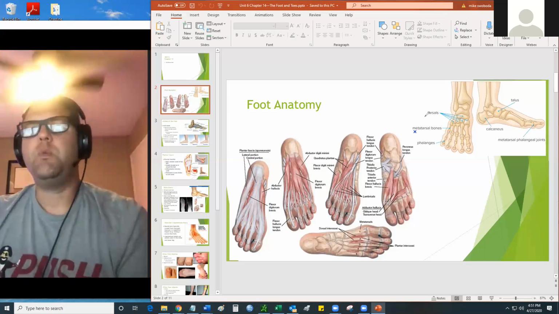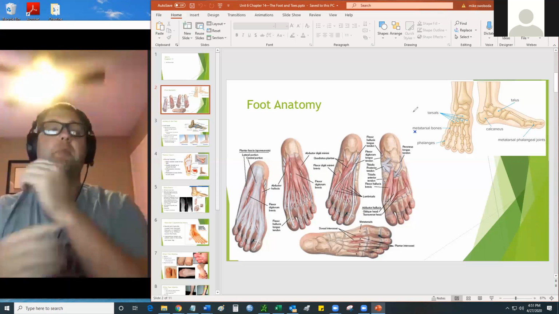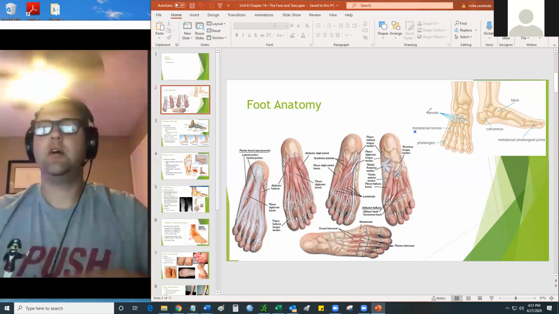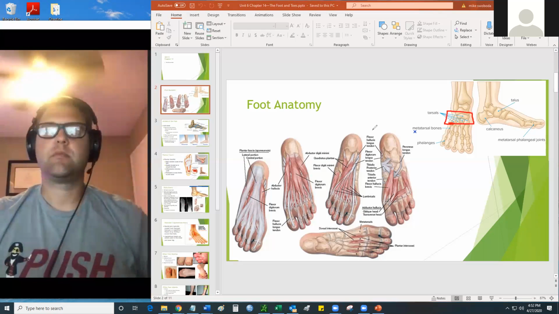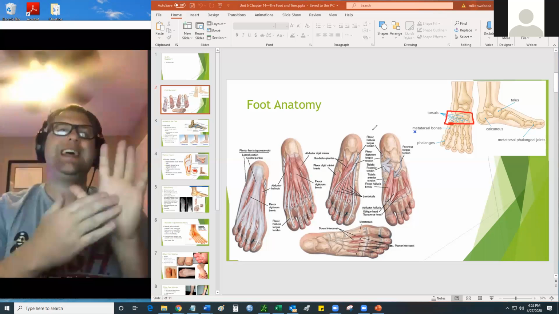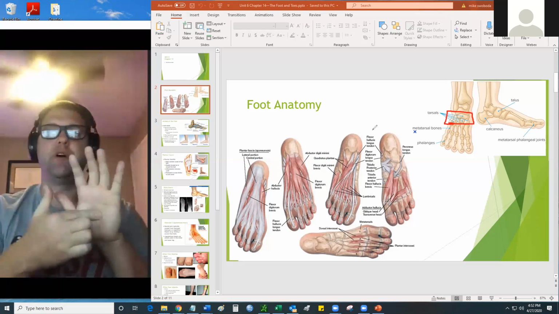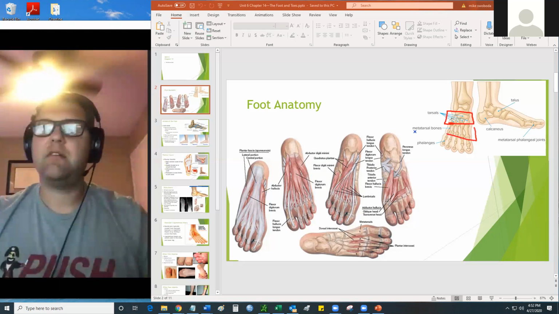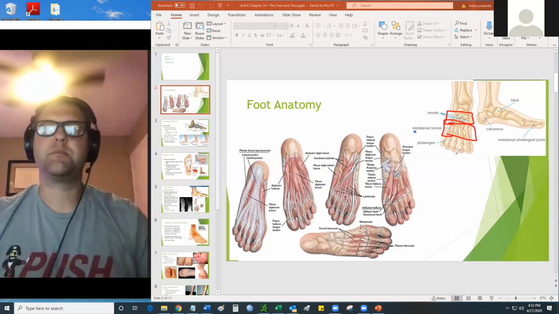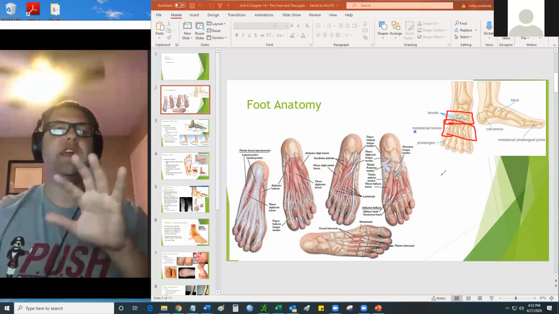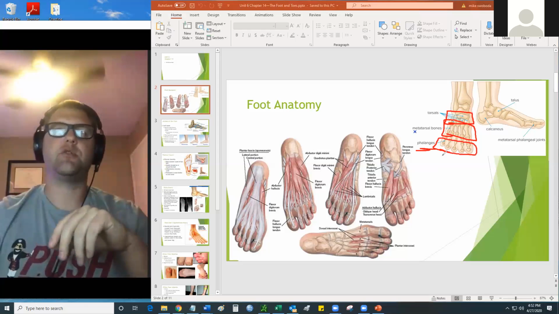When we talk about, say, the wrist and the hand, you have carpal bones. Your carpal bones make up your wrist. When you have your foot, you have tarsal bones. In the hand, the bones you have are called your metacarpal bones. The bones you have in your midfoot are called your metatarsal bones. And then just as your fingers are called digits or phalanges, so are your toes called digits or phalanges.